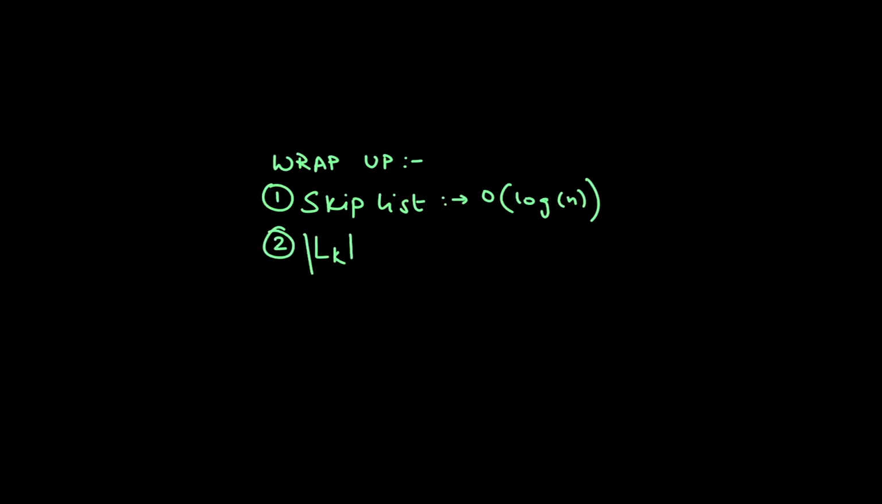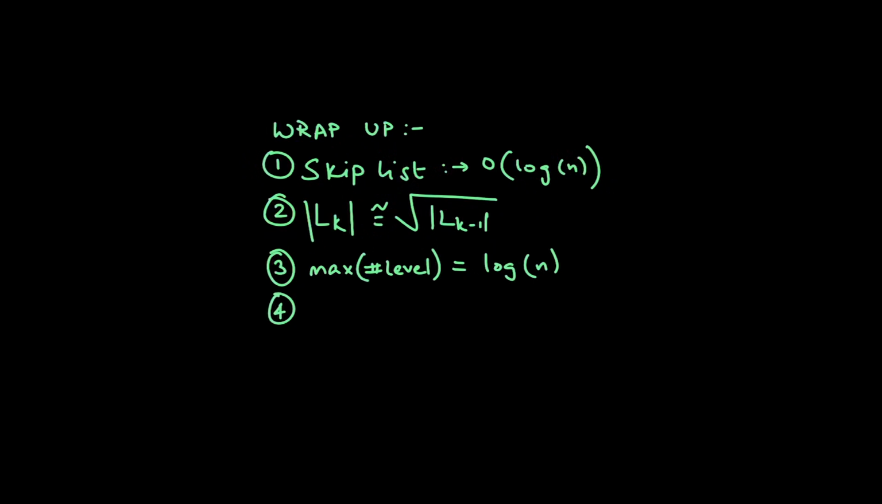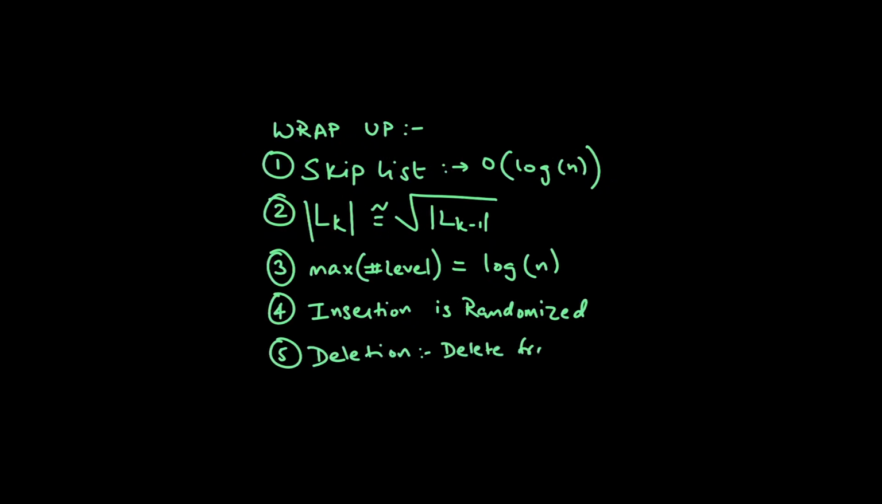To wrap up, skip list is a data structure which allows fast search through an ordered linked list. Optimally, the number of elements in kth level should be roughly equal to the square root of the number of elements in k-1th level of the skip list. To achieve a minimum search time, the maximum number of levels should be roughly equal to log of the total number of elements in the list. Inserting an element in skip list is probabilistic in nature. And finally, while deleting an element, make sure to delete that element from all the levels of the skip list.